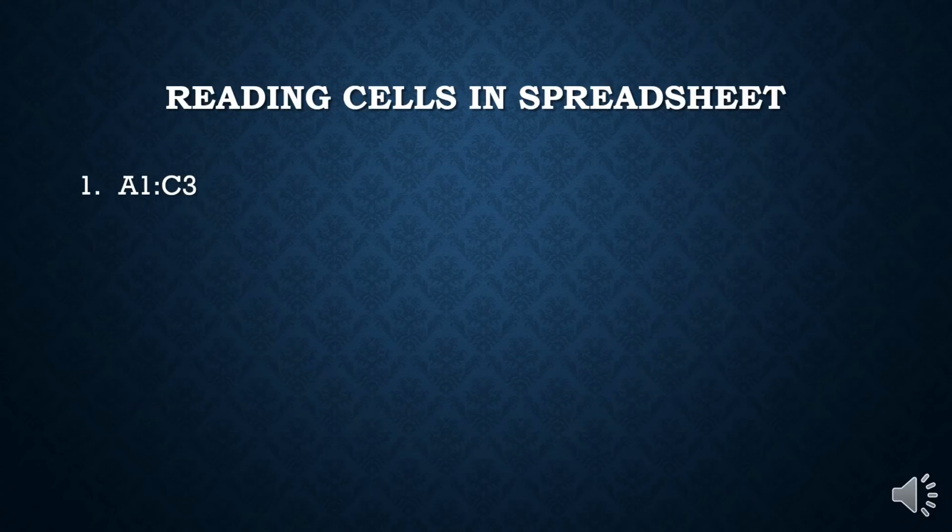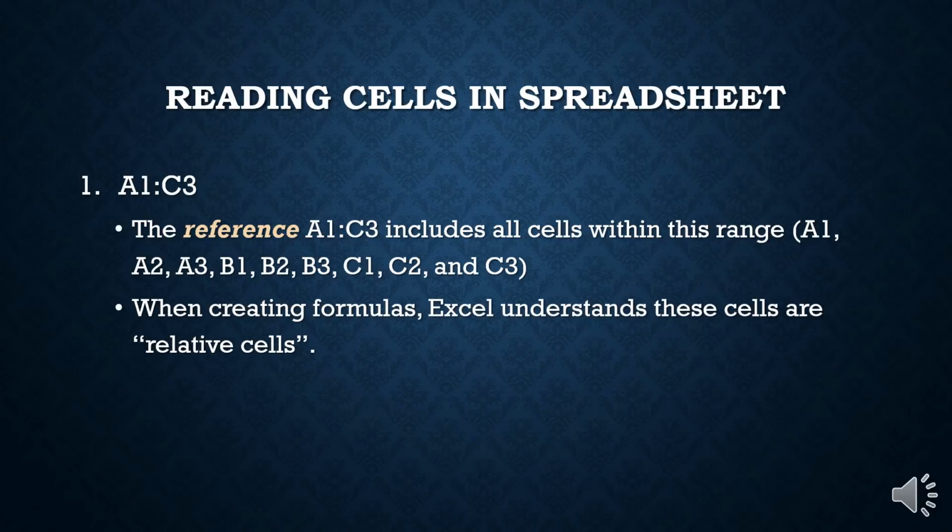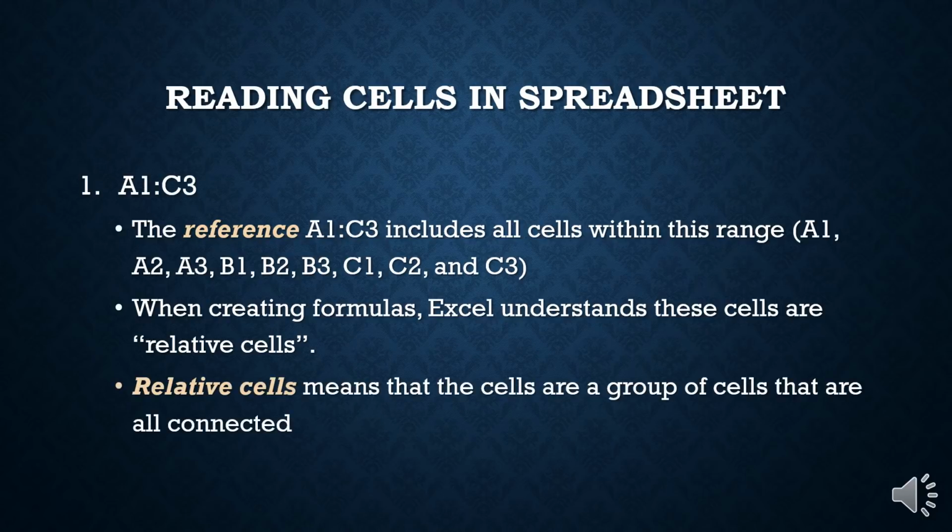Reading cells in spreadsheets. When you see something such as A1:C3, this means that it is a cell reference, A1 through C3, which means it includes all cells within this range: A1, A2, A3, B1, B2, B3, C1, C2, and C3. When creating formulas, Excel understands these cells are relative cells. Relative cells means that the cells are a group of cells that are all connected.